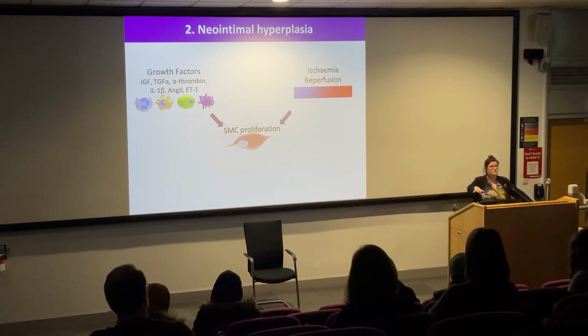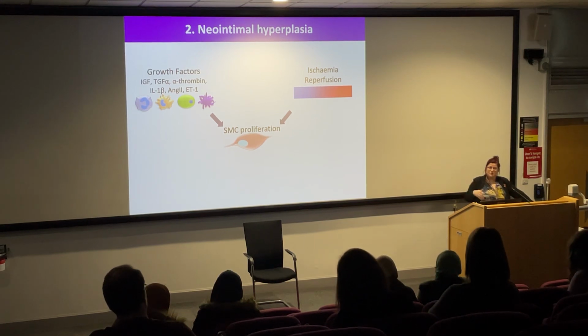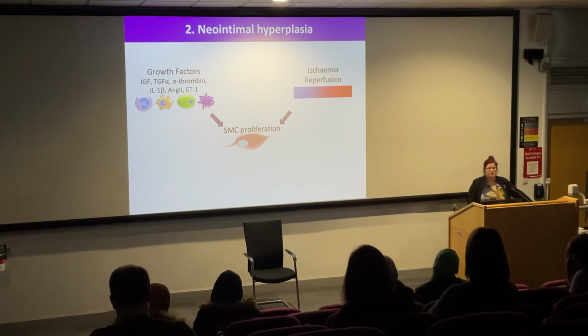If you then open up that blood vessel and restore that blood flow, the influx of oxygen, growth factors and nutrients can actually cause damage as well. So although you need it for it to survive, that influx is going to cause some damage, and that's why we call it ischemia reperfusion injury. And that can trigger smooth muscle cell proliferation as well.